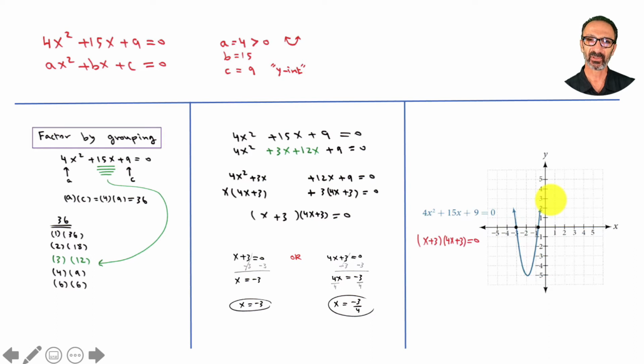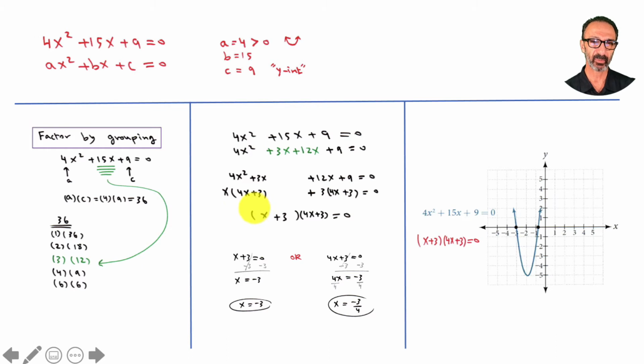Well, you're telling me that it doesn't reach up to 9, and that's the point. So it's good to know that it gets stretched to go up to 9 to cross the y-axis at 9. Okay, now, factor by grouping.